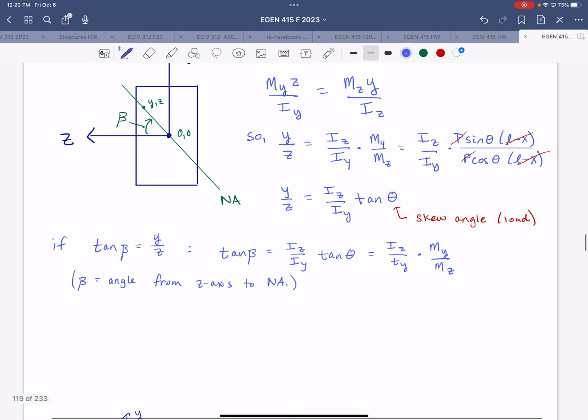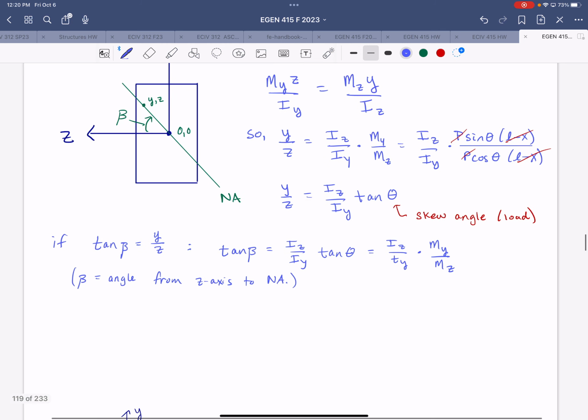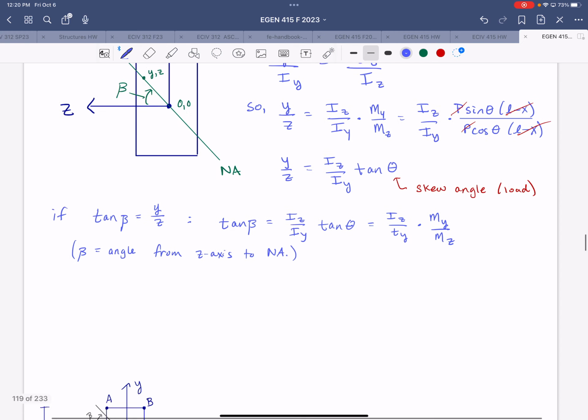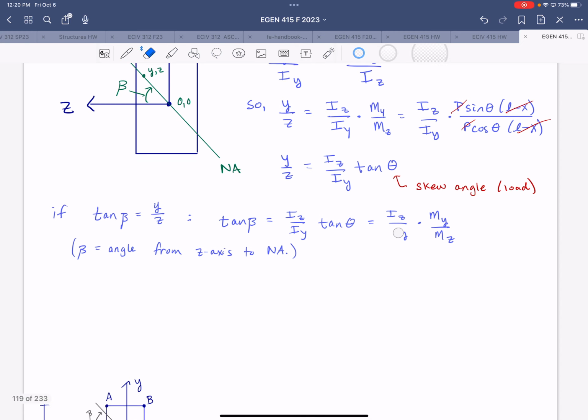Do you need to see more at the top? Your last equation, isn't that supposed to be an I? Is that an Iy? Yeah, I wrote a T. Thank you. Yeah, good catch.